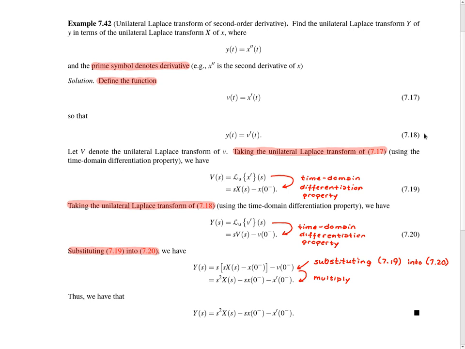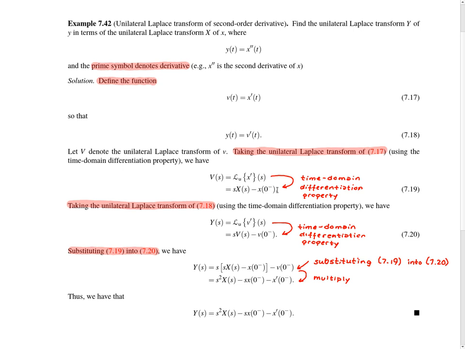First, let's consider the unilateral Laplace transform of equation 7.17, in other words, this equation here. Taking the unilateral Laplace transform of this equation trivially yields this line here. At this point, we need to simplify this unilateral Laplace transform, and we can do this using the time domain differentiation property of the unilateral Laplace transform. Doing this gives us this next line here.